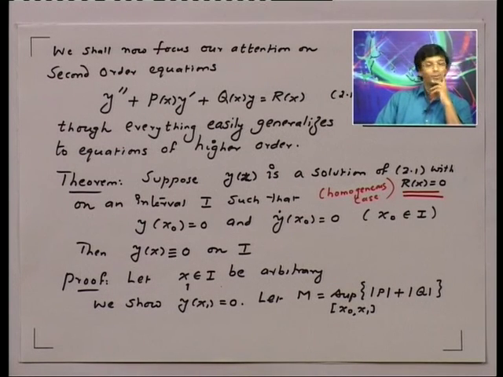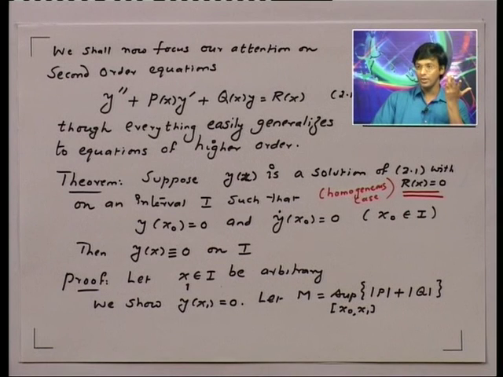Okay, so now let us get to the proof of this. The proof is not easy, so please pay full attention, and if you are writing down, write it down, sure, but I do not mind going slow. The theorem is non-trivial, it is the first non-trivial theorem we are going to be proving in this course. So let us take a point in the interval, x1, any arbitrary point. We have to show that y vanishes at that point, correct? Okay. So let us set up: let M be the supremum of mod P plus mod Q.